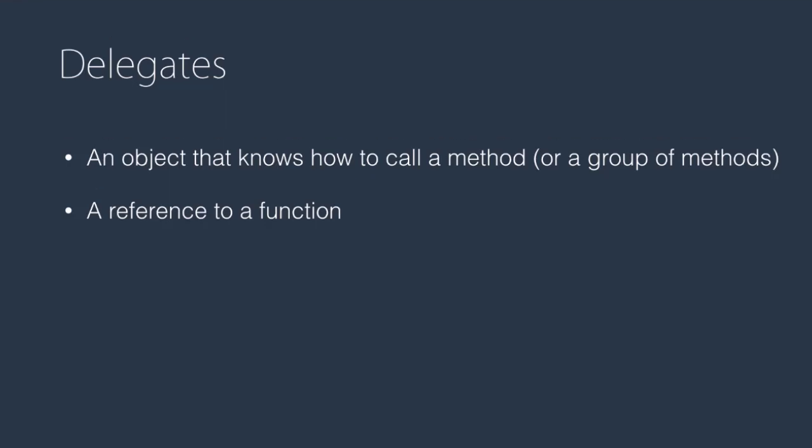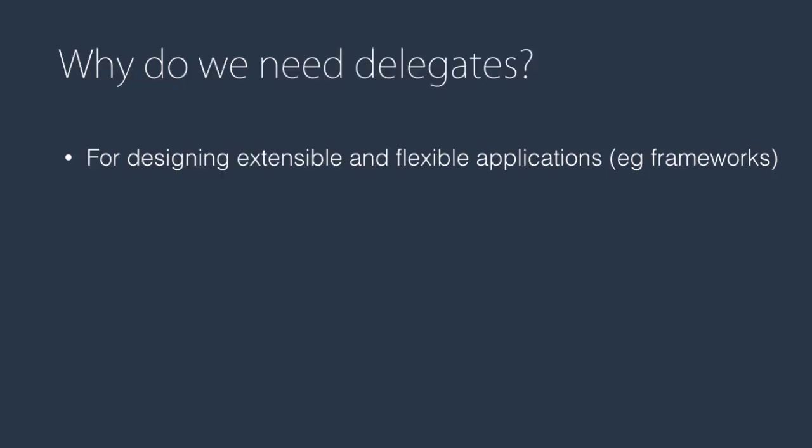A delegate is an object that knows how to call a method or a group of methods. A simpler way to define that is a delegate is a reference or a pointer to a function. Now, why do we need something like that? We can call methods directly. Why do we need a delegate that is responsible for calling methods for us?